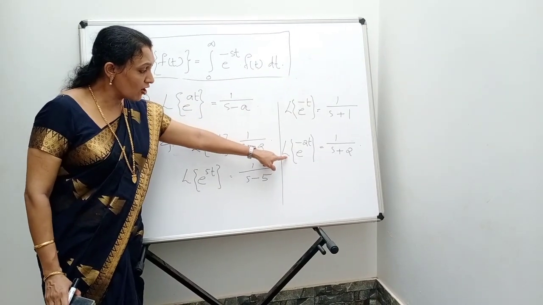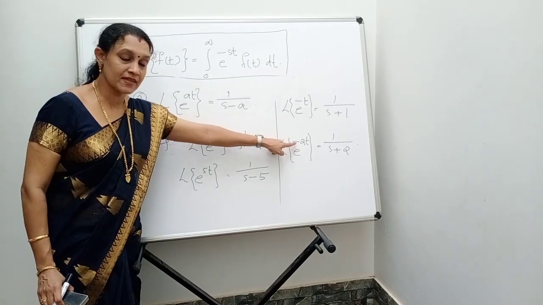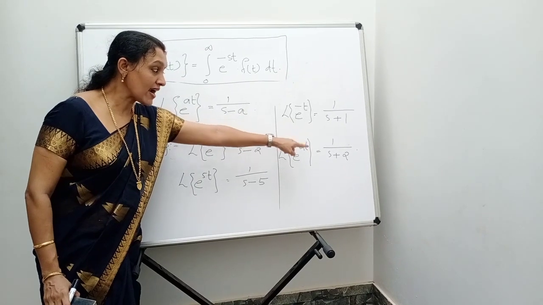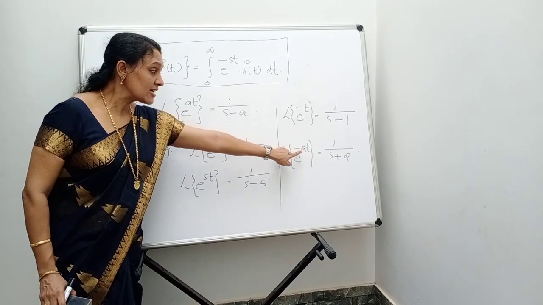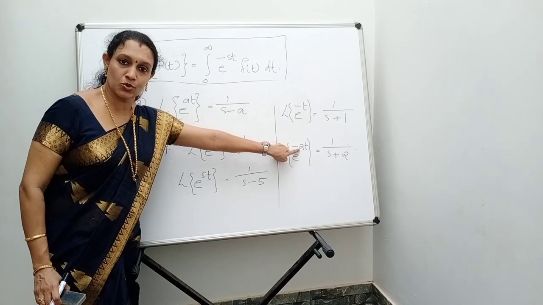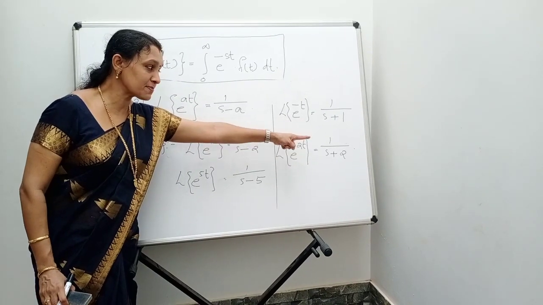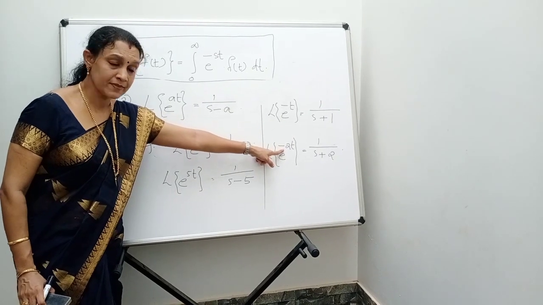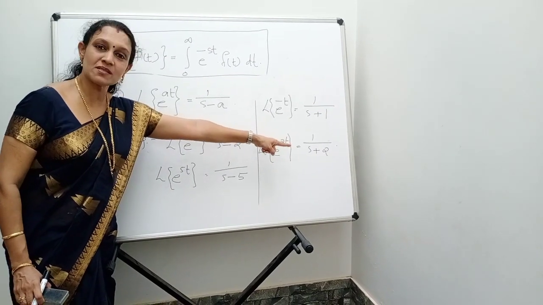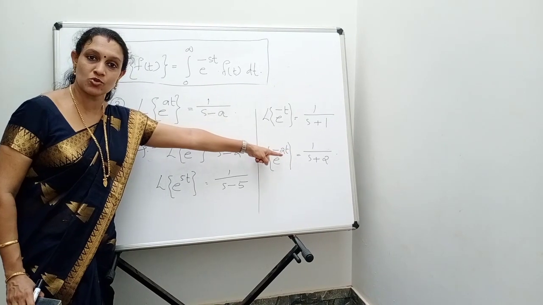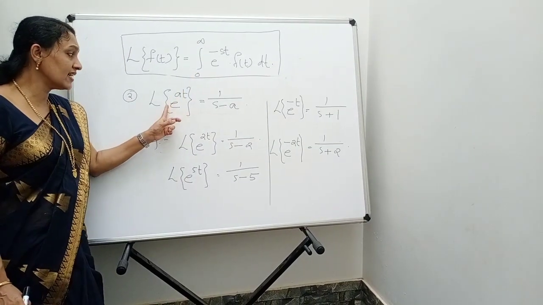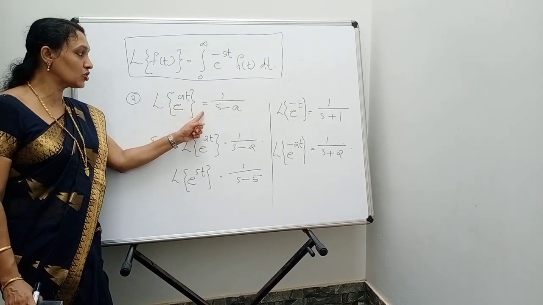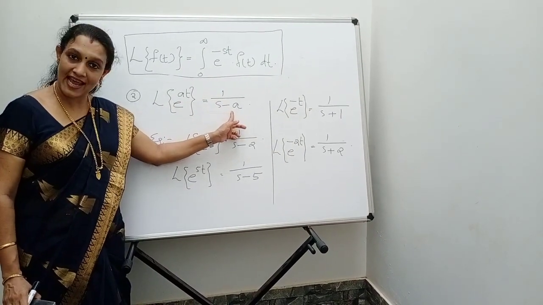Now, come to L of e raised to minus 2t. L of e raised to minus 2t, that is equal to 1 by s plus 2. How? The coefficient of t is minus 2. So, in the result 1 by s minus a, if you are substituting, a is minus 2. Okay. So, 1 by s minus minus 2, that is 1 by s plus 2. Okay. So, what we have learned? The second result, L of e raised to at is equal to 1 by s minus a.